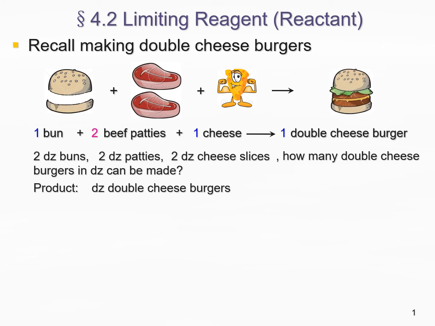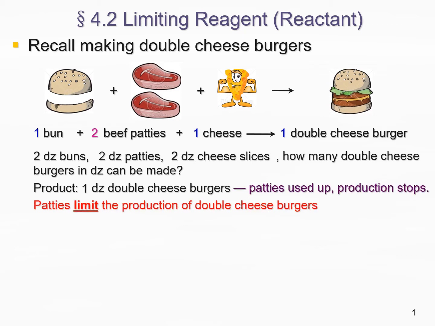Now here's the question. If we have 2 dozen buns, 2 dozen patties, 2 dozen cheese slices, how many double cheeseburgers in dozen can be made? As you may realize or calculate already, it is going to be 1 dozen double-deck cheeseburgers, because with 2 beef patties for each burger, we can only make up to 1 dozen, while we have the buns and the cheese slices in excess. Since the patty is used up, production stops. In other words, the patty limits the amount of double cheeseburgers.